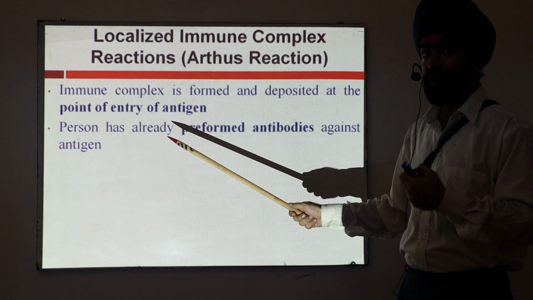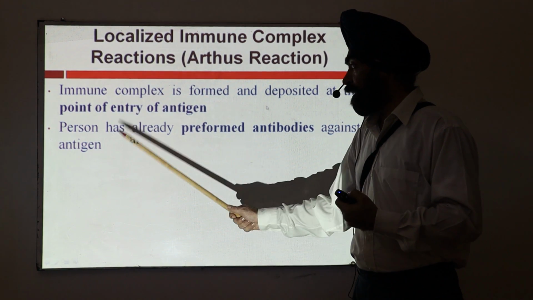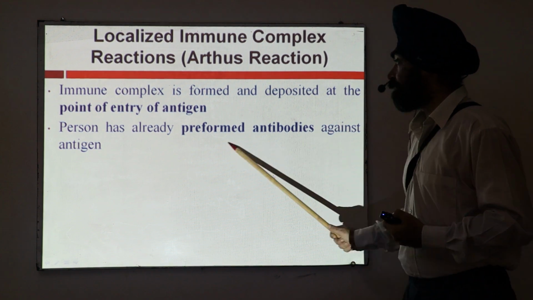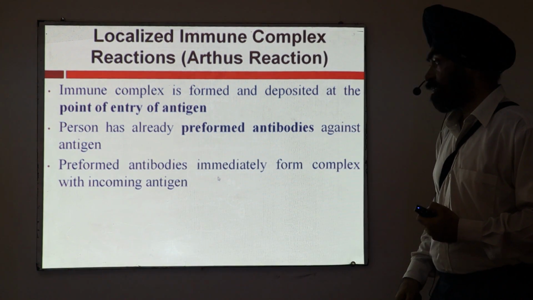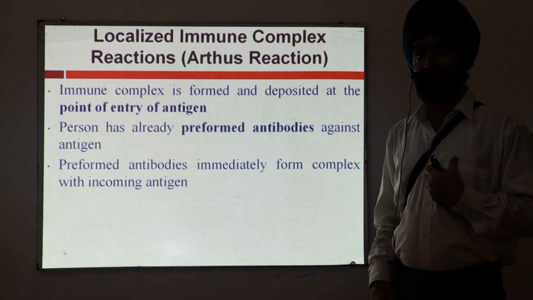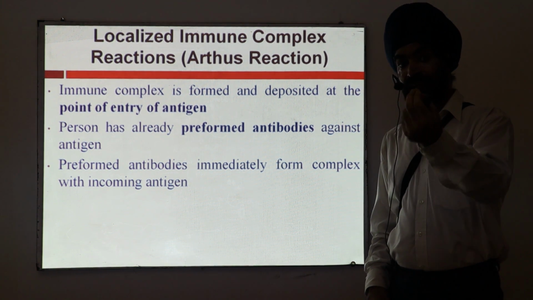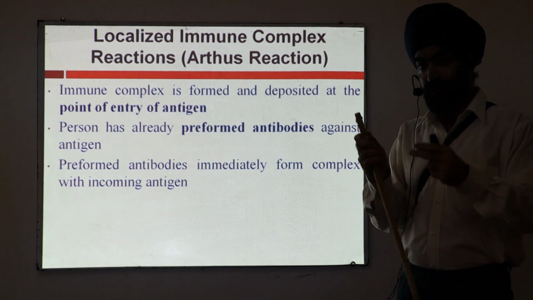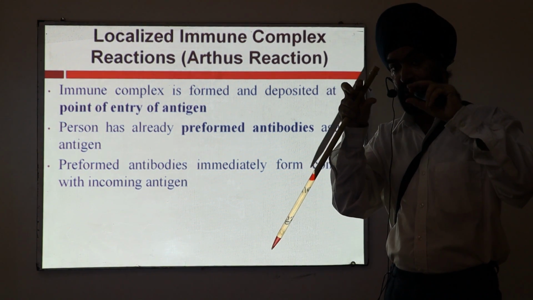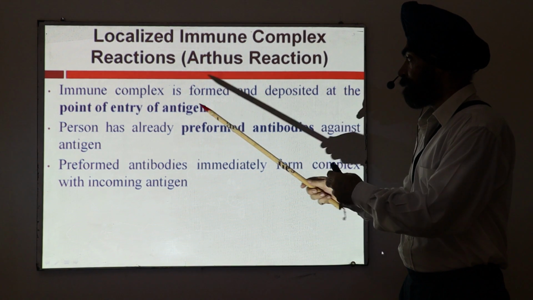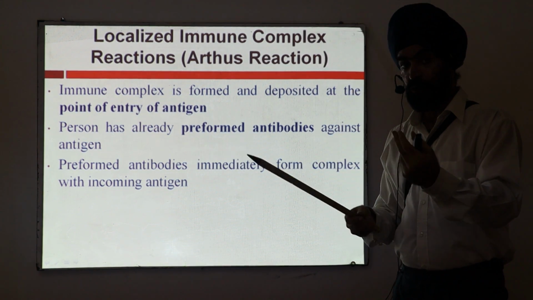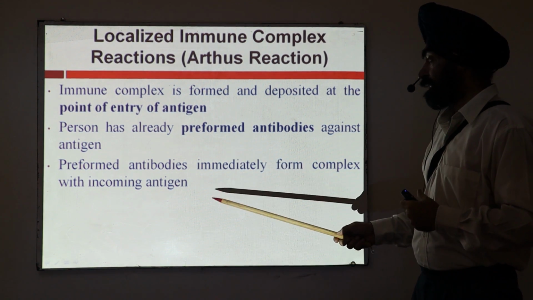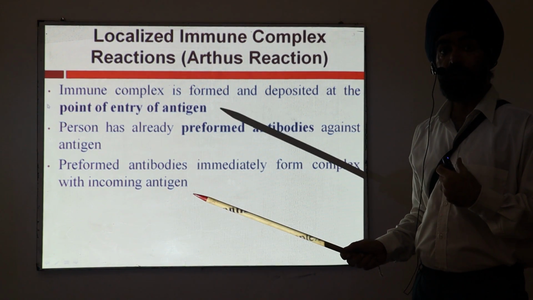Now, what is the important issue? Why is this kind of thing happening? Because that person already has preformed antibodies against the antigen. So, if the preformed antibodies are present, then if antigen tries to enter, these antibodies attack those antigens. So that complex will be deposited at the point of entry. So that means antigens will not be able to enter inside the body, inside the tissue.